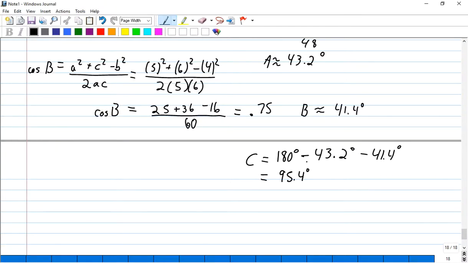Now you could use the law of cosines with your A, B, and C lengths and find angle C the same way that you found A and B. If you have enough time and you want to check and make sure, go back and use the formula for angle C and see if you get this, and you should.